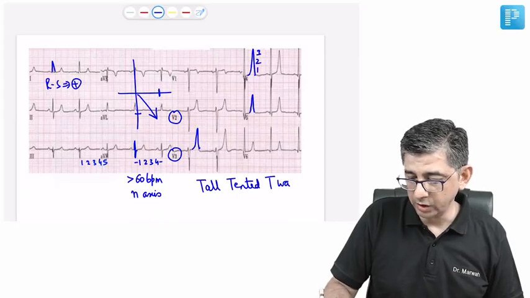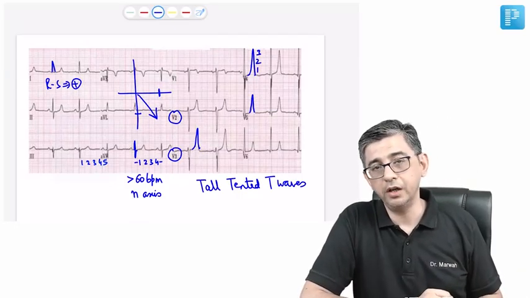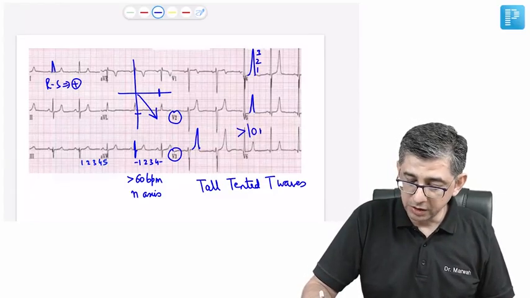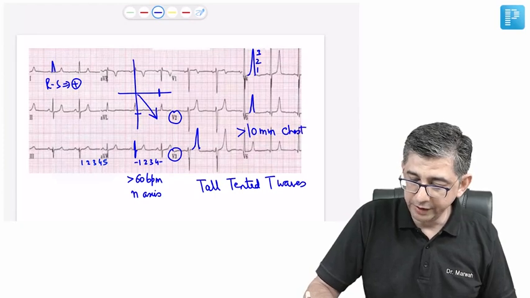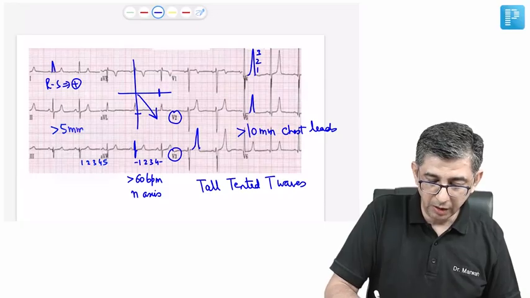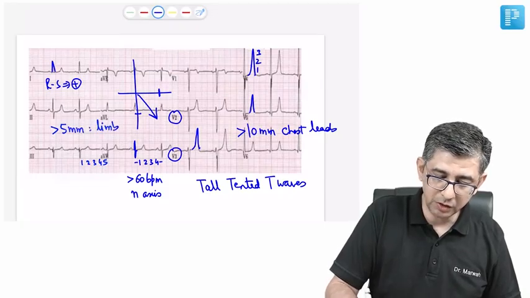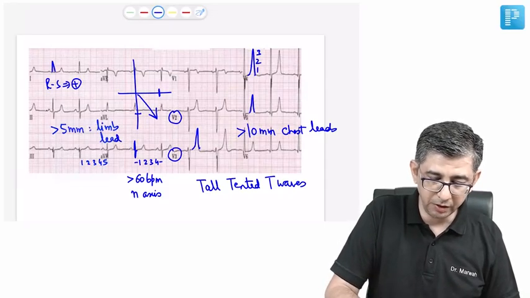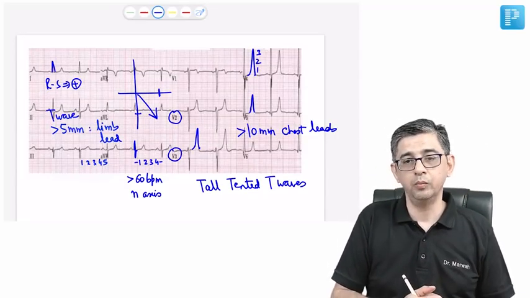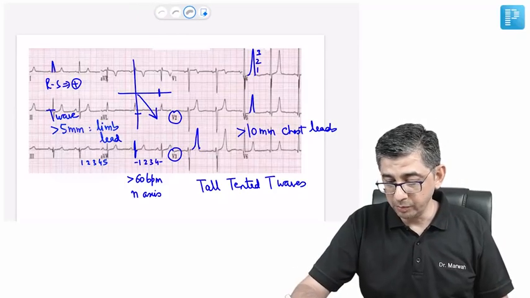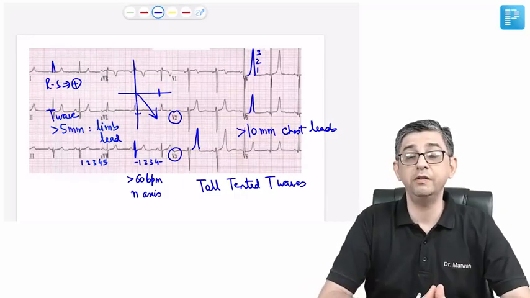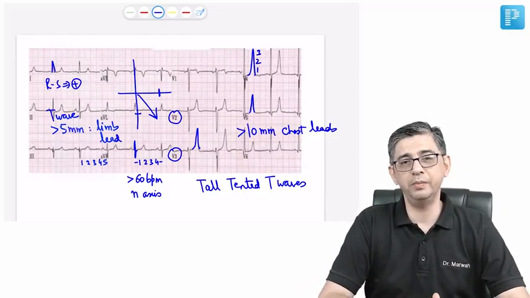So you will start getting tall tented T waves. When you say tall tented T waves, it would be a height more than 10 millimeter in the chest leads of the patient. In the limb leads, it would be a height more than 5 millimeter. Remember, the T wave normally is going to be less than 5 millimeter in the limb leads, that is lead 1 to 3, and for the chest leads it would be less than 10 millimeter. Please remember that ECG is not very sensitive to the electrolytes as it is made out to be.